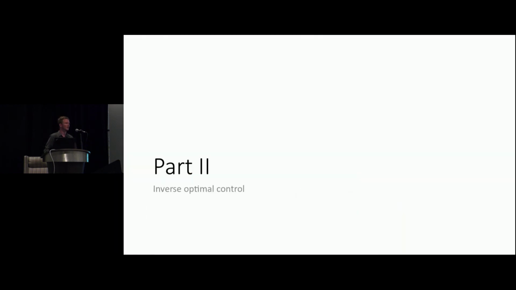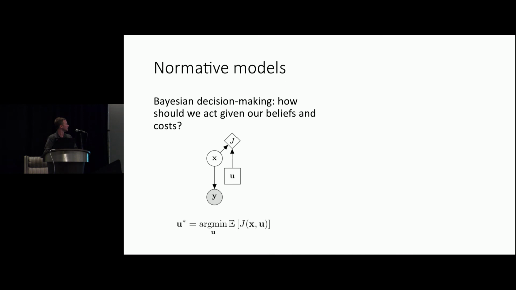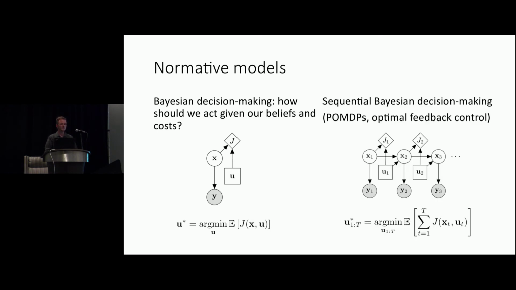Okay, now for the second part of the tutorial about inverse optimal control. In the first part of the tutorial, I talked a lot about normative models, so Bayesian decision making, how should we act given our beliefs and costs, and we extended this to the sequential decision making case where we have actions over an extended amount of time, and formulated this as a partially observable Markov decision process and optimal feedback control.